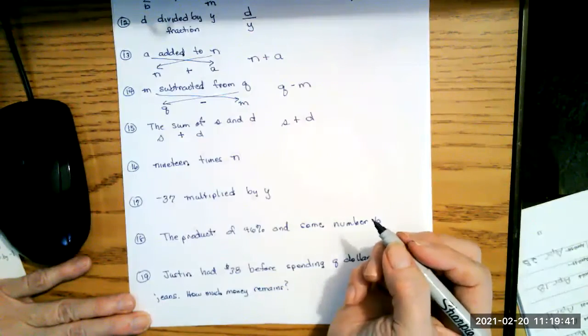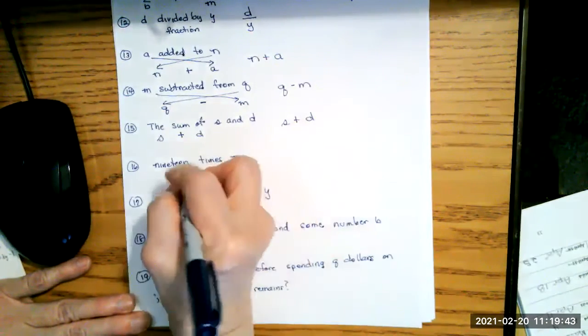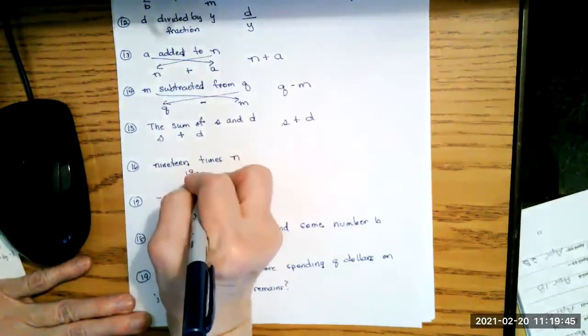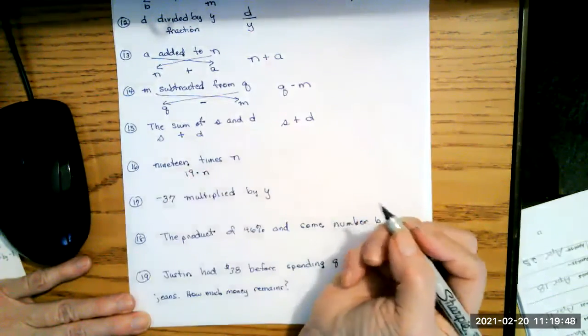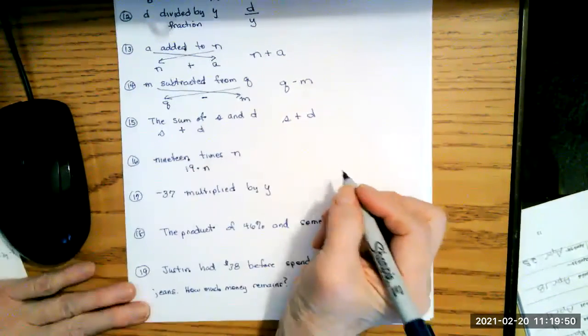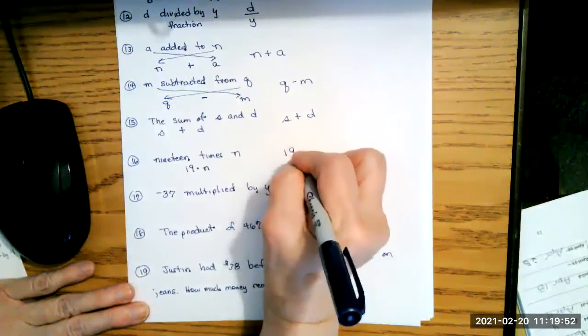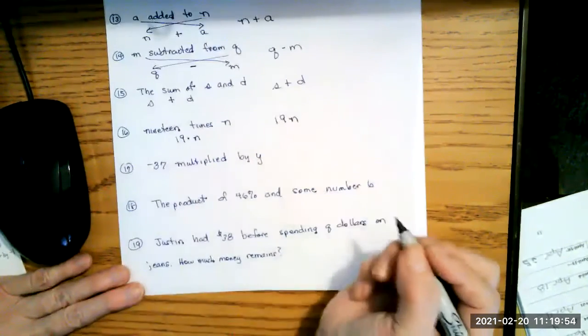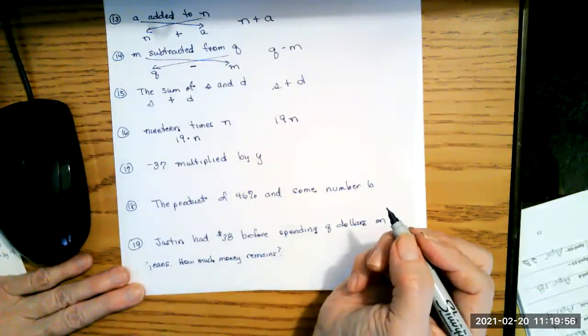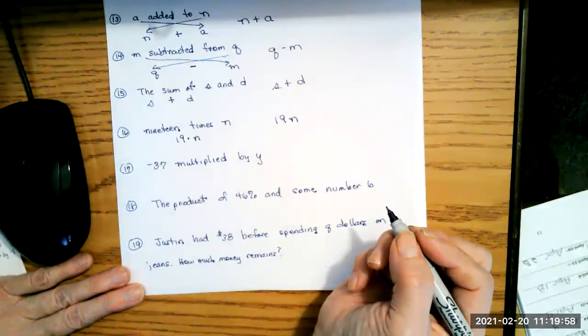19 times n. You could put the dot in between there if you want to. I would not put a times sign, but I think your author is going to want just 19n with the n sitting next to it. That means 19 times n.